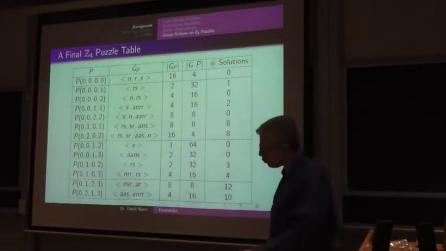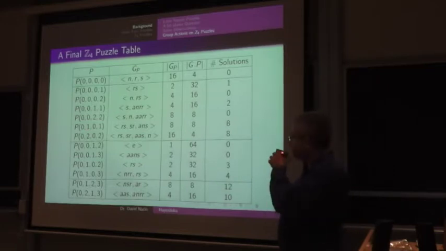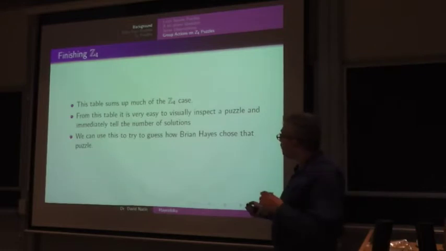You see we get puzzles with 1 solution, 2 solutions, 3 solutions, 4, we skip 5, 6, and 7, we jump to 8 solutions, there's 2 different orbits there, we go to 10, and then finally at most 12 possible solutions. From this we could even try to guess how Brian Hayes ended up choosing the original puzzle.